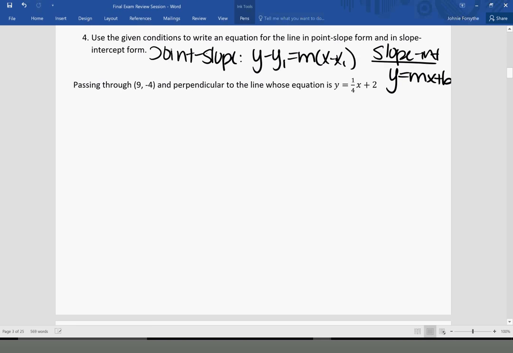Okay. So it's passing through the point (9, -4), and it's perpendicular to the line whose equation is y equals 1/4 x plus 2. Okay, so remember, if we want to start off in point slope form, you need a point and a slope. So we have a point.